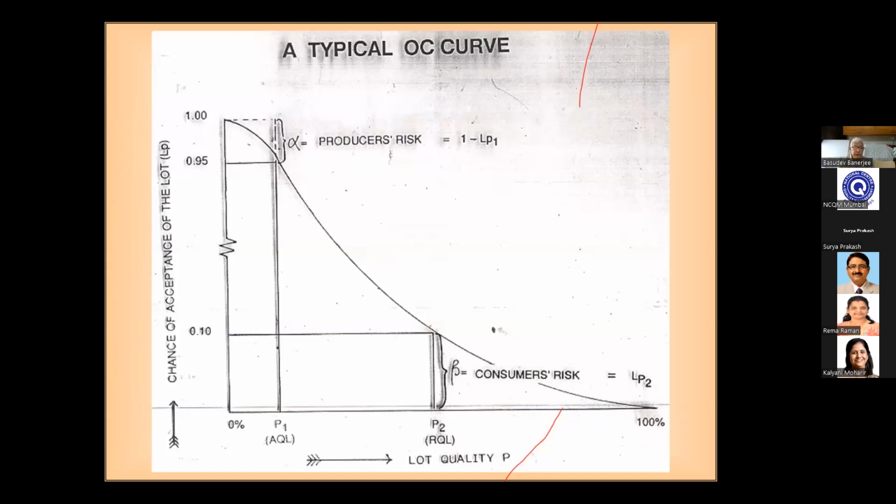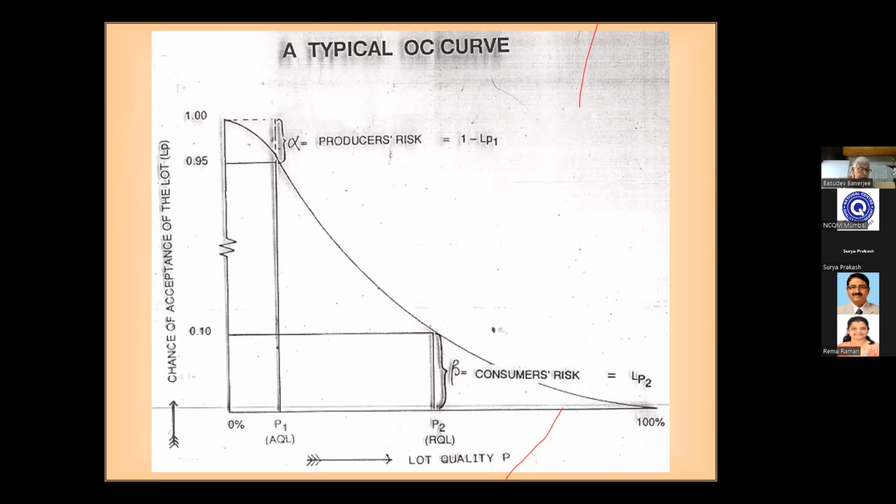This is the operating characteristic curve, a typical OC curve. The X-axis gives you lot quality P, that is the proportion of defective in the lot. The Y-axis gives you the chance of acceptance of the lot, that is the level of probability. At X equal to 0 there will be 100% acceptance. Producer's risk we normally denote by alpha, taken as 5%. Consumer's risk is generally denoted by beta, and that is taken as 10%.